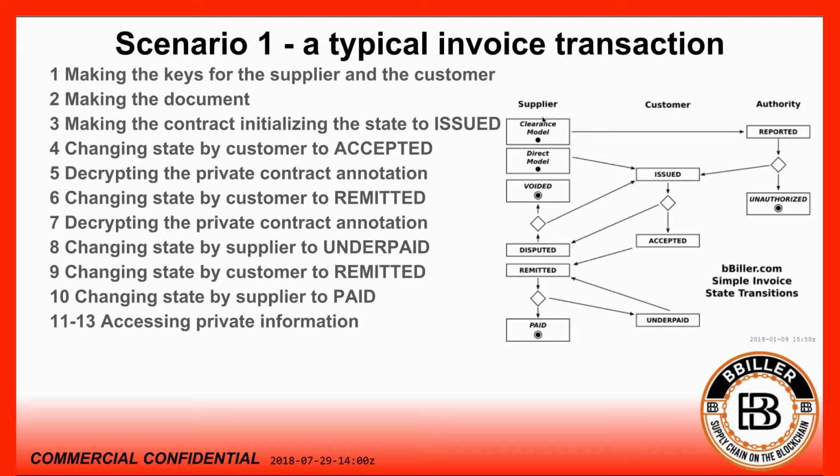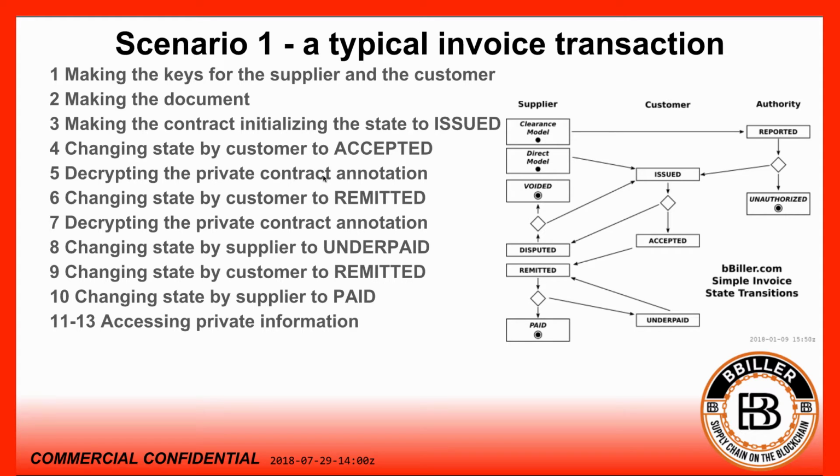In this first scenario, the first step that we're going to take is to actually make the keys for only the supplier and the customer. Given that the authority is not present, that means that the direct model is being used, and so when the supplier initiates the state machine, the state will be set to issued, and it will be in the hands of the customer to then make the decision of what to do. We'll make the document, and then we will make the contract, which initializes the state to issued, and then we'll have the customer accept the document.